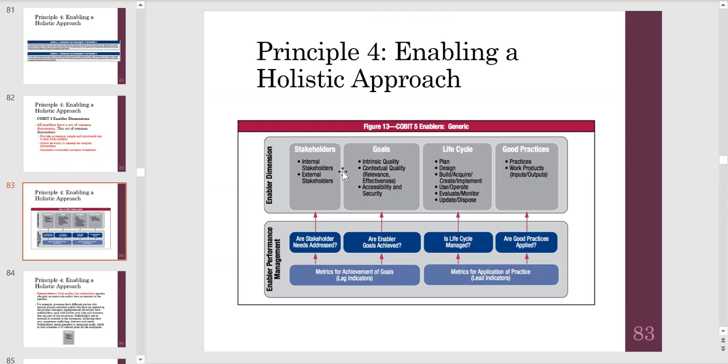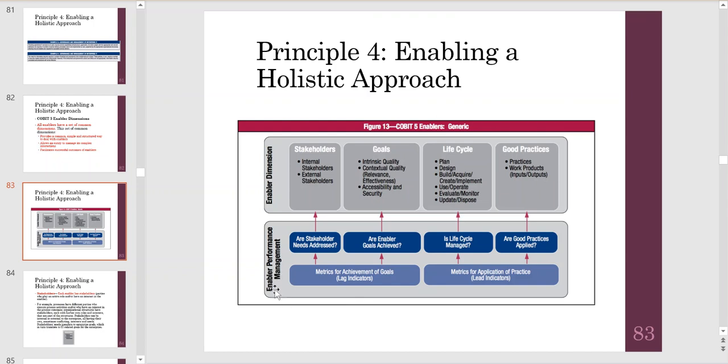Stakeholders means that for anything there are internal and external stakeholders. Goals means what is the goal of this enabler. We speak about quality, relevance, accuracy, being free from errors, accessibility and security. Each enabler has a life cycle, from inception until it is updated or disposed. Without going into details, good practices could be implemented, or international best practices could be utilized, to make the outcomes of specific enablers high quality, effective and efficient.